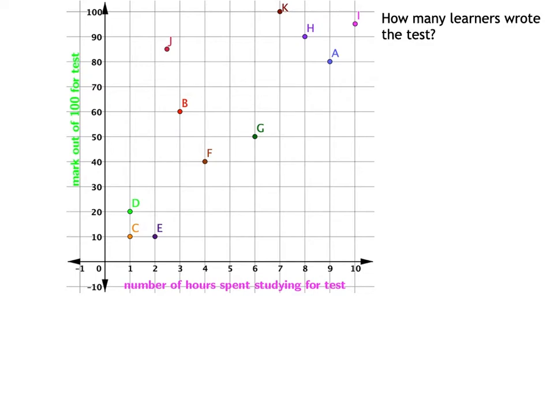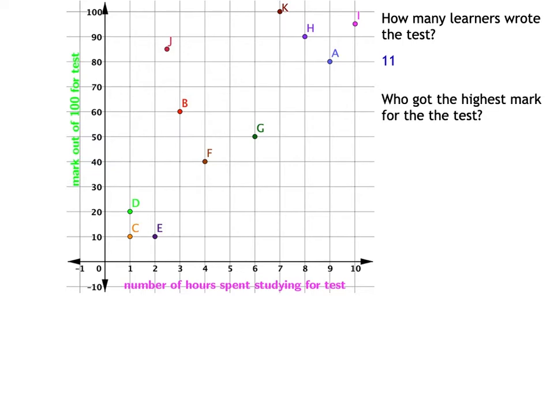The first question, how many learners wrote the test? Well, as each point represents a learner, all we have to do is count them. 1, 2, 3, 4, 5, 6, 7, 8, 9, 10, 11. So there were 11 learners who wrote the test.